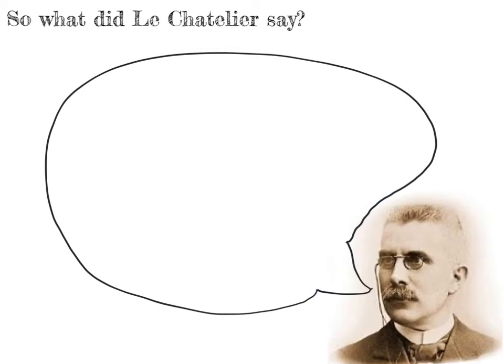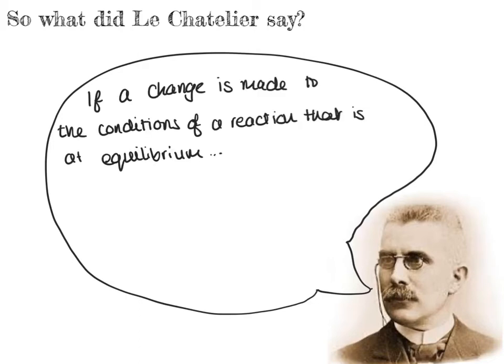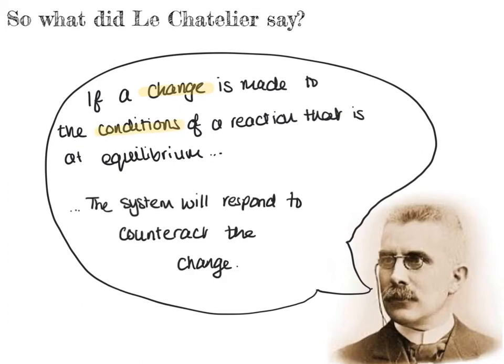So now I want to introduce this bloke. This is Henri Louis Le Chatelier, and he has important things to say about a reaction that is at equilibrium. So it looks like nothing's changing, but the reaction's still going. It's just that the forward and the reverse reactions are happening at the same rate. And what he said is if a change is made to the conditions of the reaction when it's at equilibrium, then the system will respond to counteract the change.